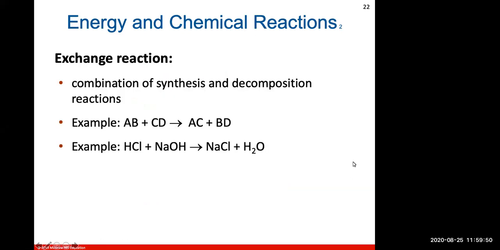An exchange reaction then is a combination of synthesis and decomposition reactions. So we call it an exchange reaction because we'll be exchanging molecules.